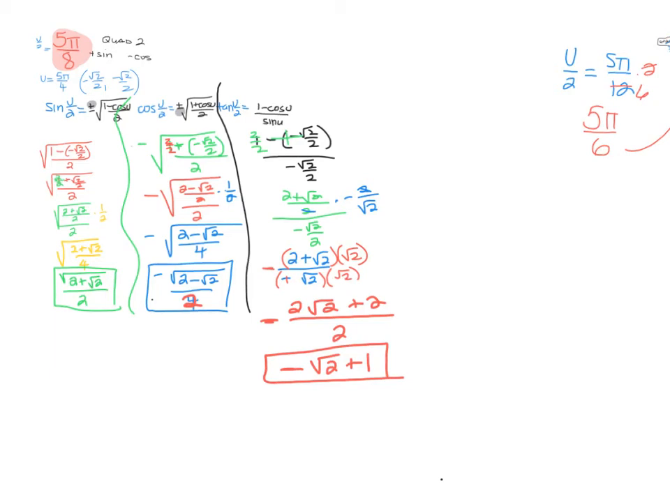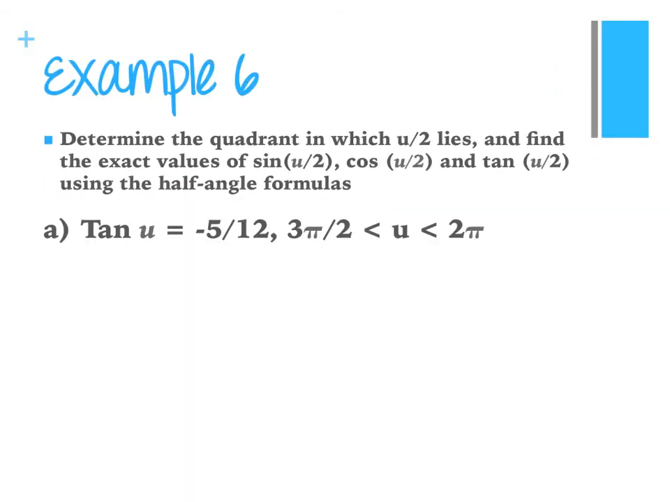Questions on any of this first one? Okay, so then the last thing is using the half angles for triangles. So kind of like what we did at the beginning, but there's a little bit of a catch here, and I'll explain what it is, okay? But this is now half angle. It says determine the quadrant in which u over 2 lies and then find the exact values of sine of u over 2, cosine u over 2, tangent u over 2 using the half angle formulas. So the first thing it asks for is which quadrant u over 2 lies in. And that determines my positive or negative on the end, right? That's why I need to know that.